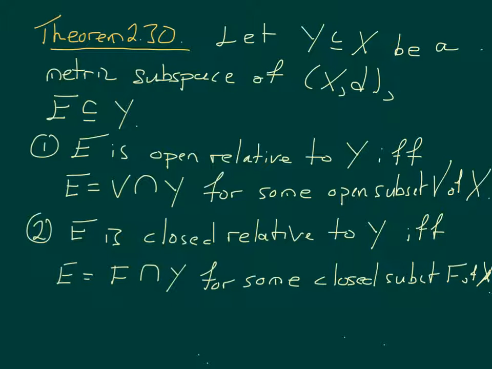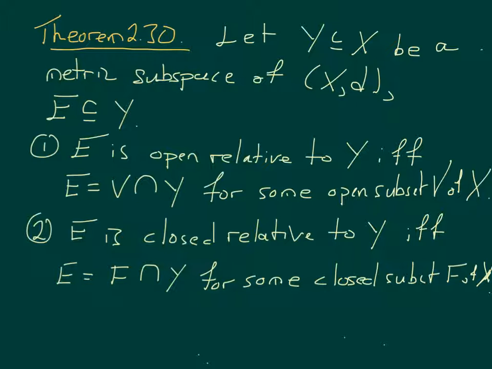So in class, we proved this theorem, which describes the open and closed subsets of a metric subspace of a metric space. If Y is a metric subspace of X with its subspace metric, and E is a subset of Y, then the theorem said that E is open relative to Y, in other words, open in the metric subspace Y with its subspace metric, if and only if E is the intersection of an open subset V of X with Y.